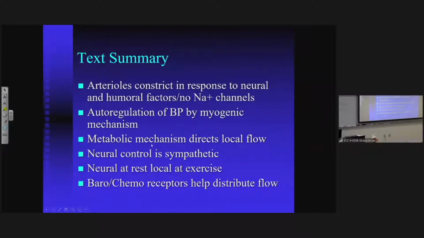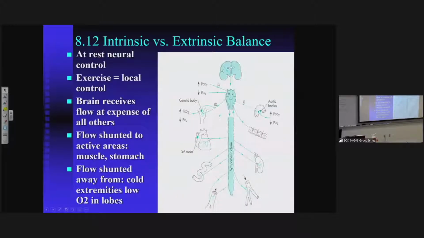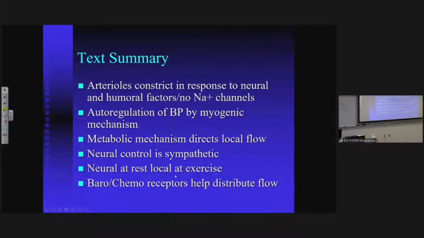And the little sensors in the veins will know if that organ system is really using a lot of oxygen. The venous system sensors will know, and it'll vasodilate to let more flow go through that area if you get a bunch of CO2 down there or low oxygen. Neural control is based on sympathetic. We talked about that. At rest, neural's taking over, like this picture. It's auto-regulation, but when you exercise, it's local. And then we already talked about those.